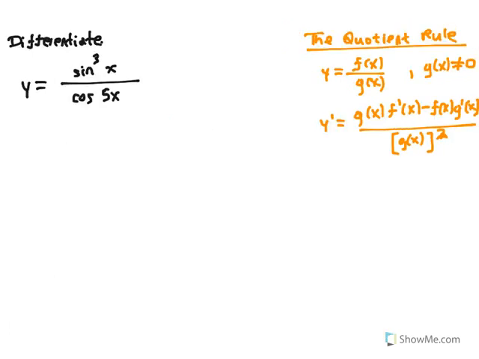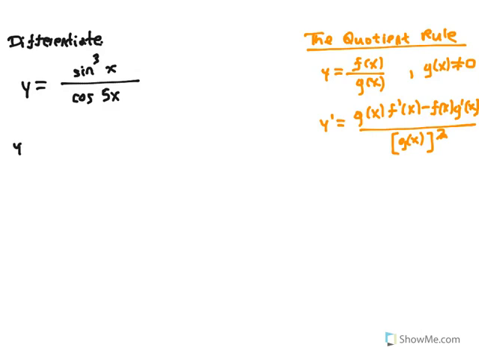This is our second example, and you can see that what you have here is y is equal to a quotient of two differentiable functions, where the function in the numerator is sine cubed x, and the function in the denominator is cosine of 5x. You should also observe that the function in the numerator is a composition of two functions, and the function in the denominator is also a composition of two functions. For that reason, not only will we have to use the quotient rule to find the derivative, but in the process of applying the quotient rule, we will also have to use the chain rule.